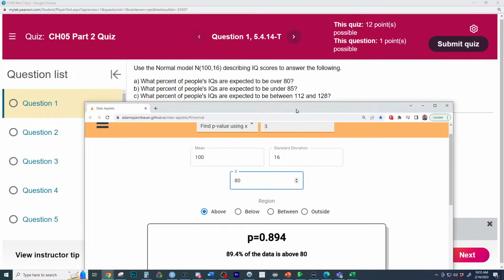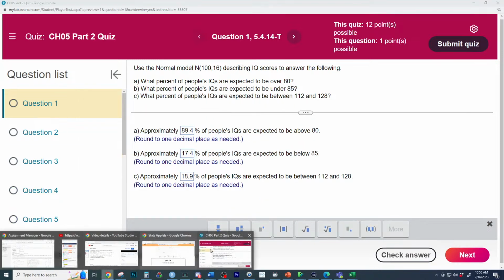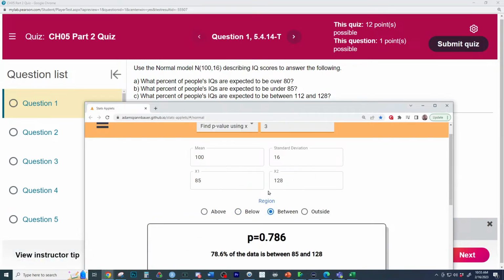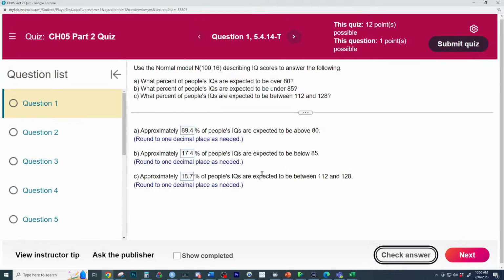That can happen. That's what we do. It's a little thing like that you don't catch. Below 85, 17.4. And next but not least, or next and least, 112 and 128, 18.7. Really, so that's so close. Wow. There we go. If we didn't get it right, then I'd be like, what?